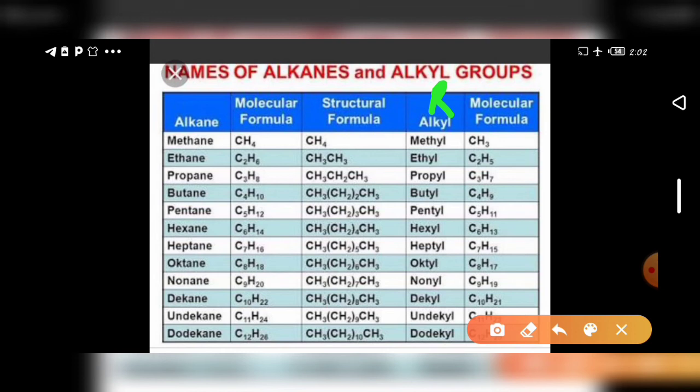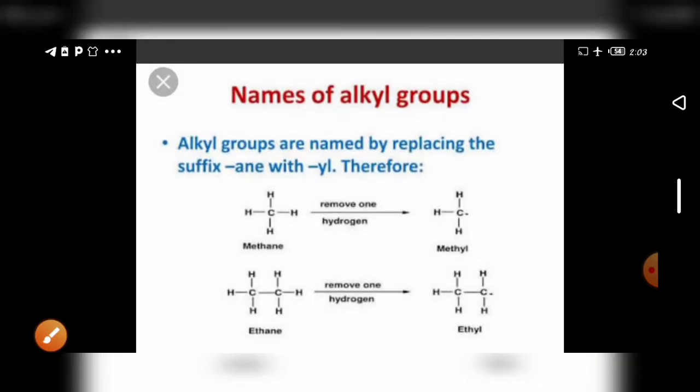that is the IUPAC name. So in the same way, instead of -ane you put -yl, that is methyl. Instead of -ane you put -yl, that is ethyl. First carbon methyl, second carbon ethyl, third carbon propyl, fourth carbon butyl. Like that it goes on, same as alkane. Okay, next you see how we are naming.